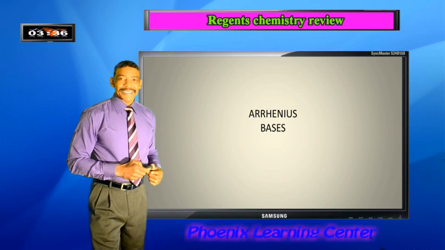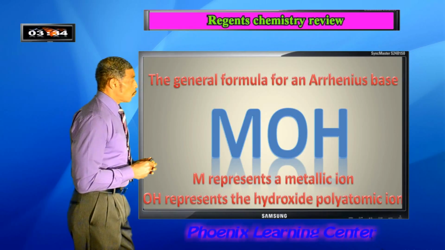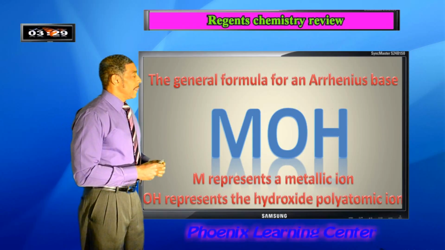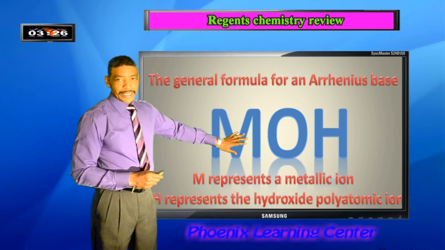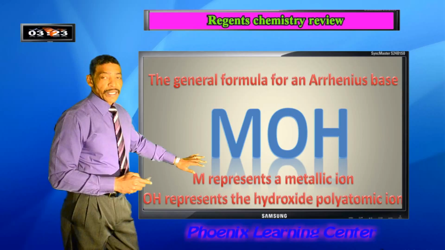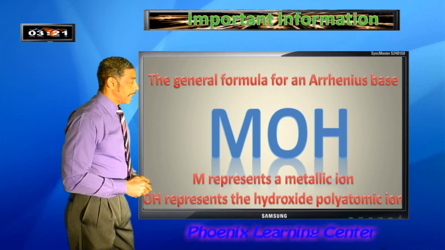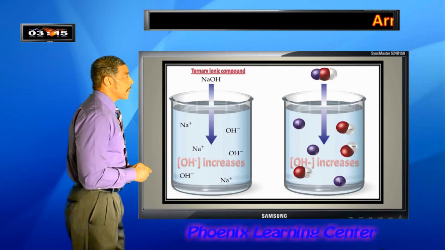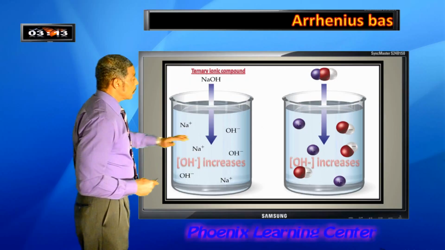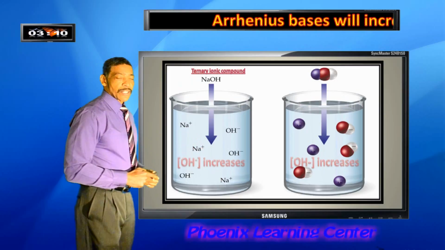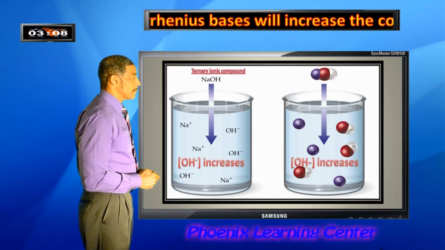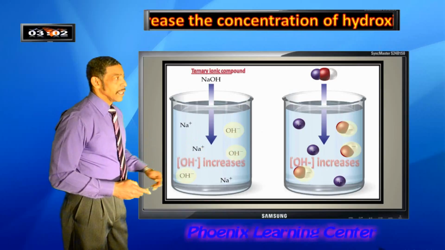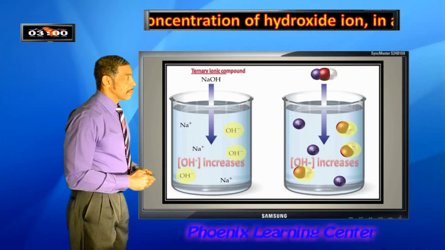Now for Arrhenius bases. The general formula for an Arrhenius base is MOH, where M represents the metallic cation, and OH represents the hydroxide polyatomic anion. Arrhenius bases are ternary ionic compounds that will increase the concentration of hydroxide ion in aqueous solution. And in a basic solution, the hydroxide ion will be the only negative ion present.